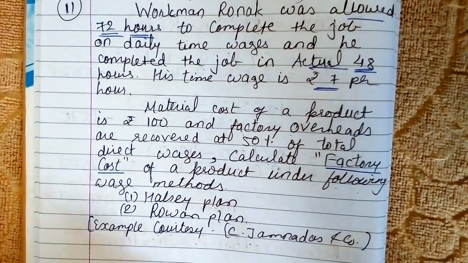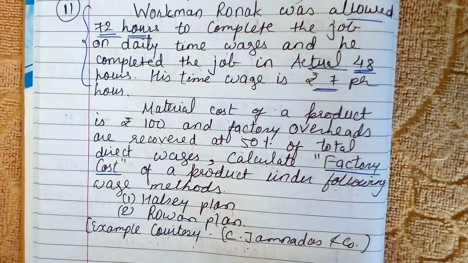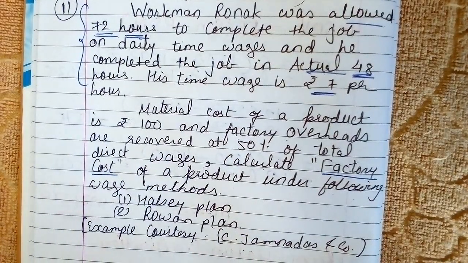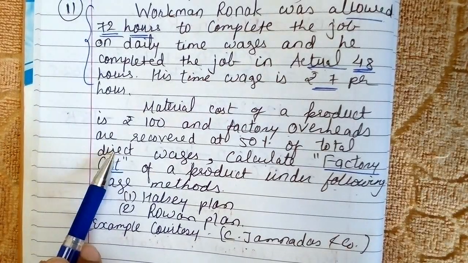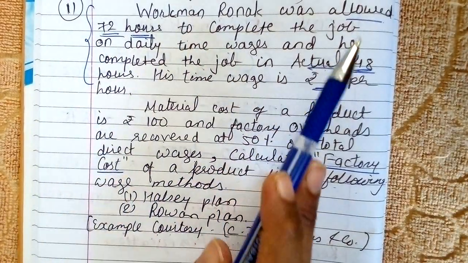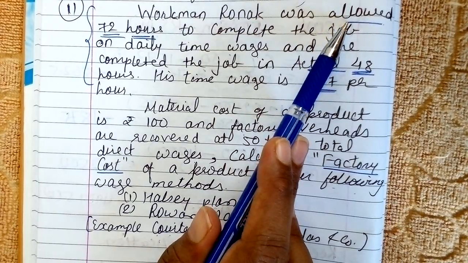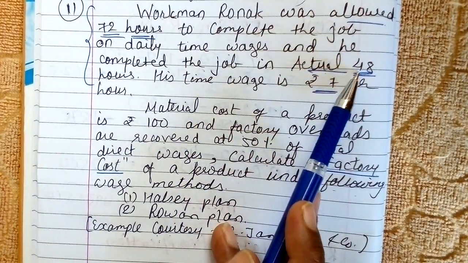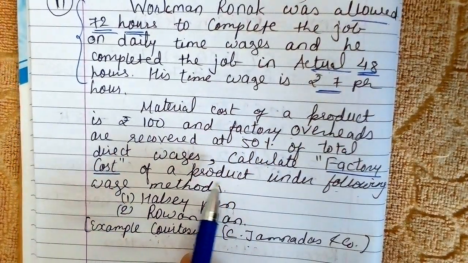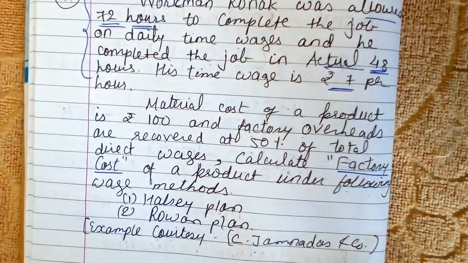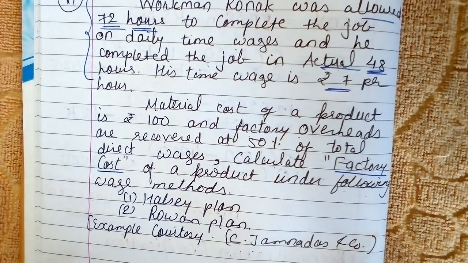Alright, so the first paragraph is known to you because in each and every example we did last time, this information was given, right? But the next paragraph is new for us. So firstly, in the first paragraph, as we discussed right now, time allowed is given, then time taken is given, and wage rate per hour is given. So we need to find out factory cost. So firstly we need to understand what we mean by a factory cost.